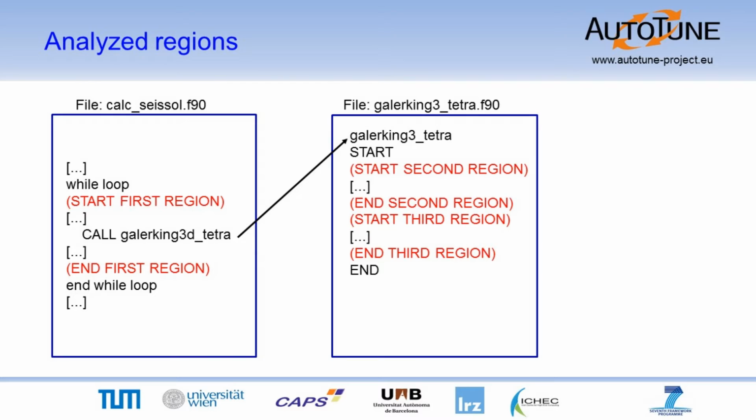The tuned code is SAISO, which is an application that simulates seismic waves and earthquakes. The code has been instrumented with 3 regions, one in the main loop, and 2 nested regions within a routine, as shown on this slide.